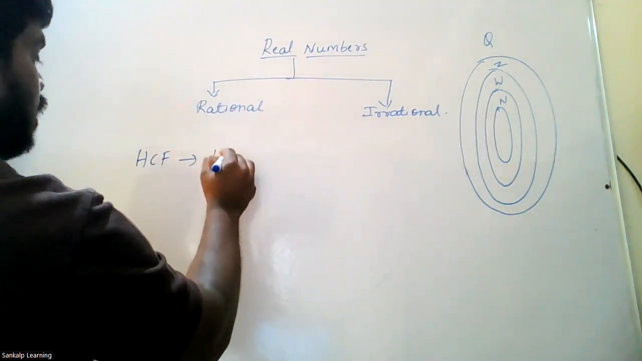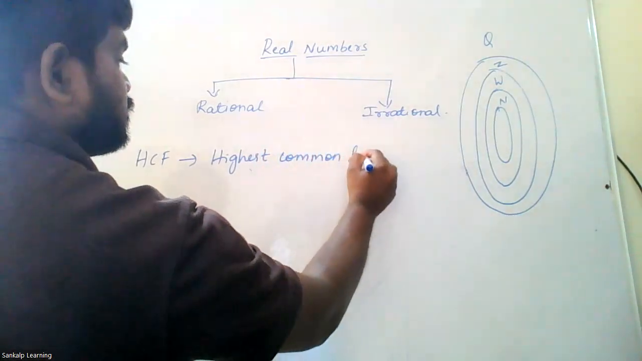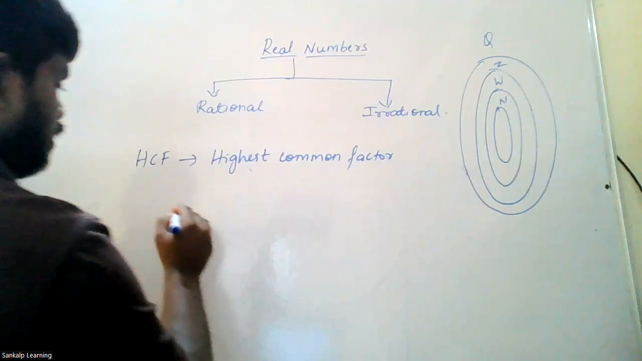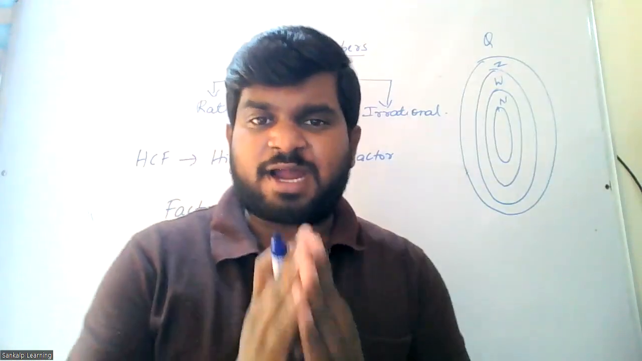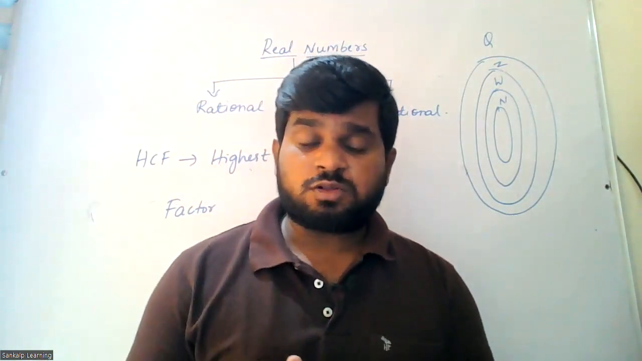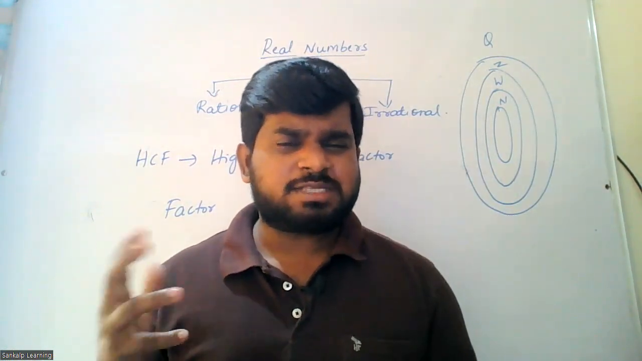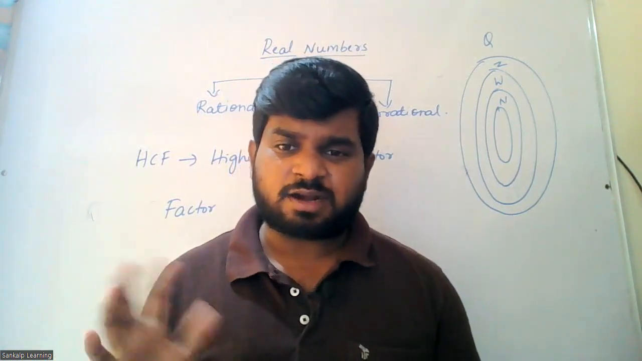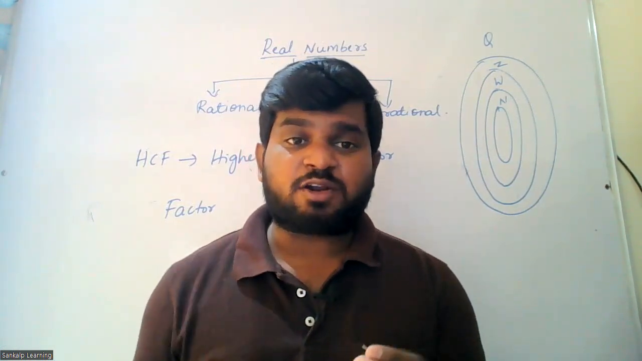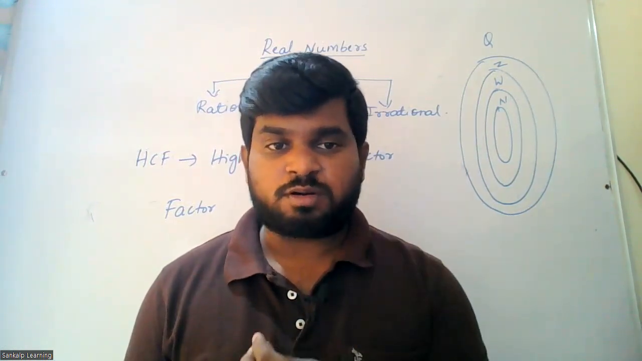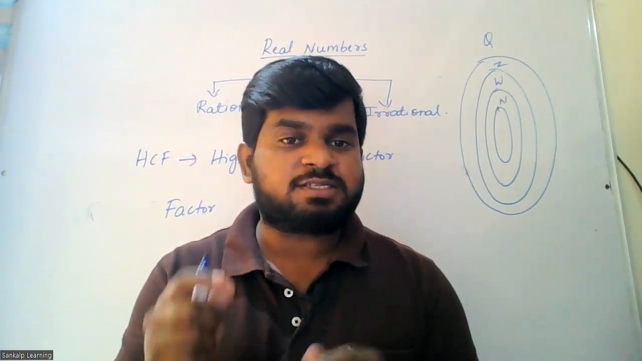Okay, highest common factors. Let's start with this word, factor. What do we mean by factor? We have also seen in our previous academic years things like factorization. What exactly are factorization and factors? Very simple. A factor of a number, if I say factor of 6 or factor of 4, it is simply the number of ways that I can express 4.